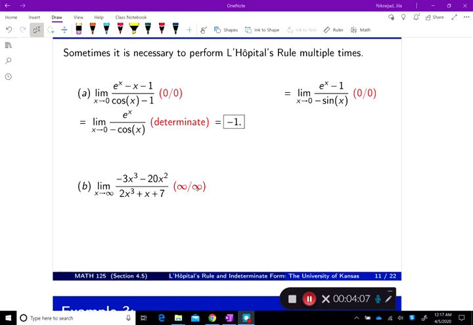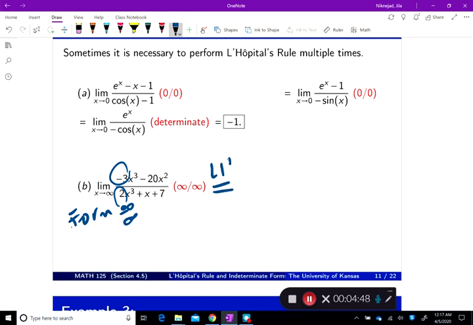Now let's do infinity over infinity. This one I know the answer. The limit as x goes to infinity of (negative 3x cubed minus 20x squared) over (2x cubed plus x plus 7). These two are the highest powers, and the highest powers are the same. Therefore, what I get is the ratio of the coefficients, negative 3 over 2. Let's see if this still works with L'Hopital rule. The form is, as it says, infinity over infinity.